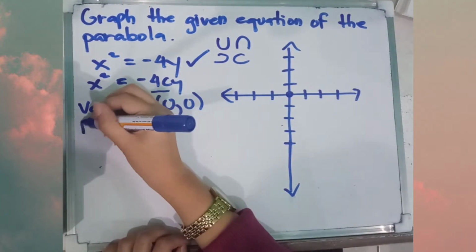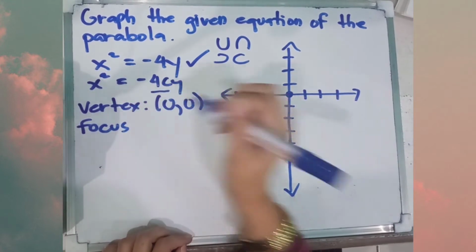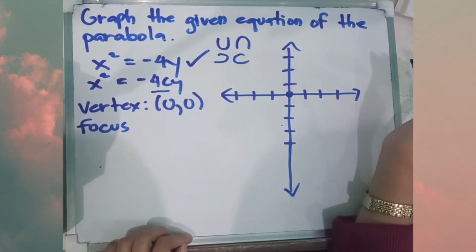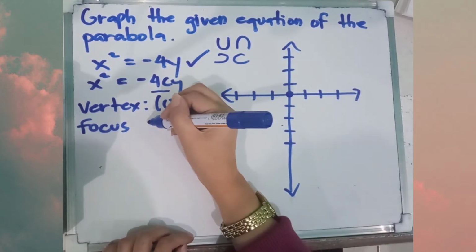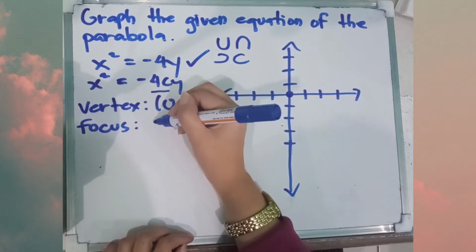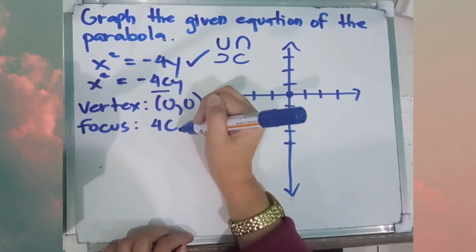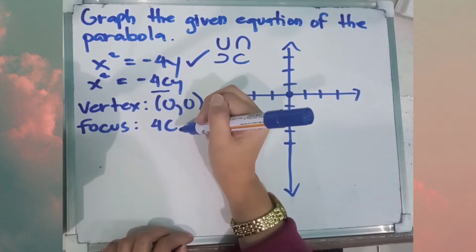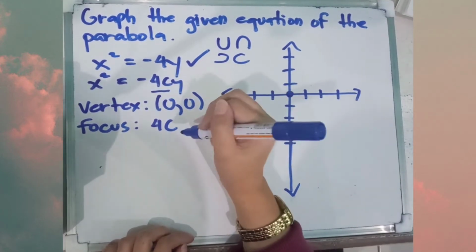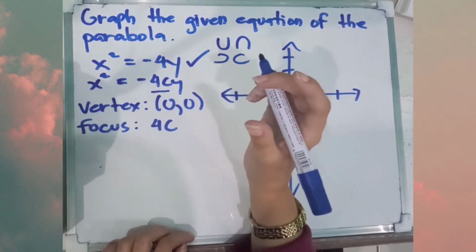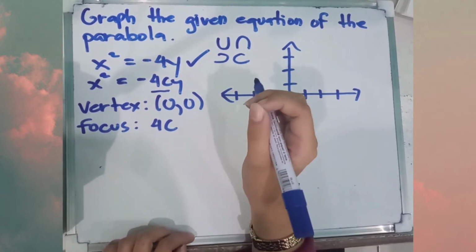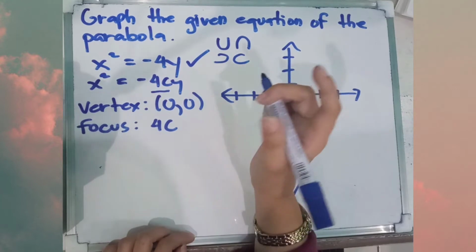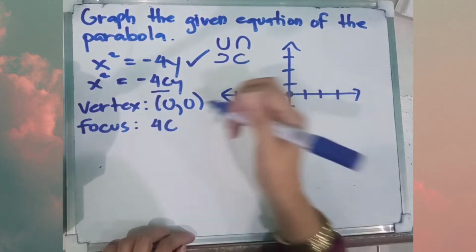Next, we need to determine where the focus is. If you can still recall, c is the distance between the vertex and the focus, and the vertex and the directrix. Recall that the distance from the vertex to the focus and the vertex to the directrix are equal, or equidistant. So here 4c is negative 4.